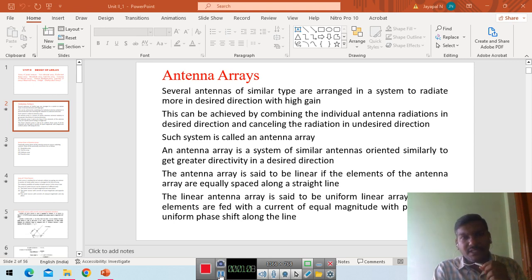An antenna array system consists of similar antennas oriented similarly to get greater directivity in a desired direction. So in a particular direction, I have more directivity. An antenna array is said to be linear if the elements of the antenna are equally spaced along a straight line. That is, if you place the antennas at equal distances, so the separation distance between the antennas is the same, it is called a linear array. And a linear array is considered a uniform linear array when you excite the antennas with signals having the same current, equal magnitude, and equal phase or progressive phase.